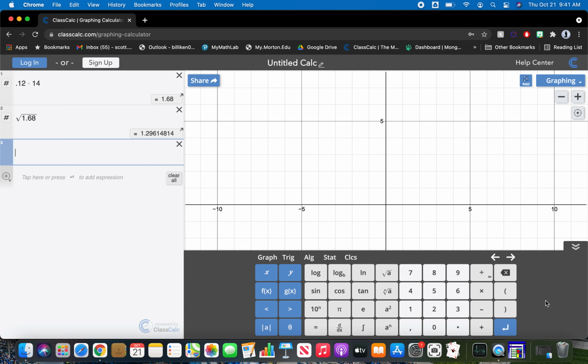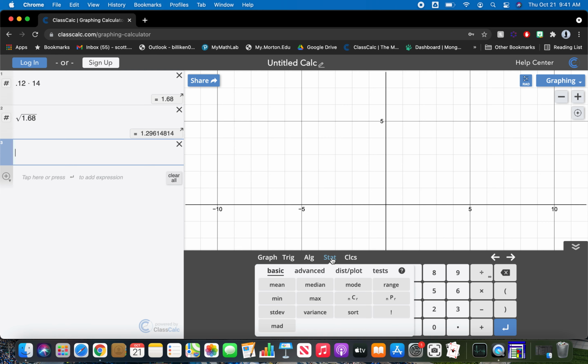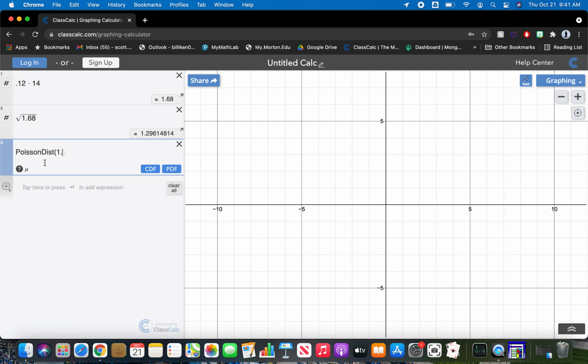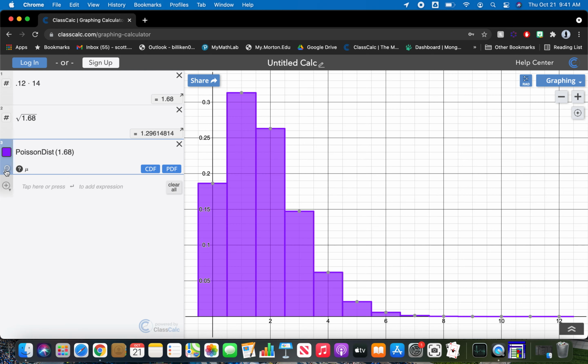So to calculate the rest of these, we just go into stat, distribution, and plot and get the Poisson distribution. And then you can see here that it wants you to put in mu, population mean, which for us was 1.68. Okay, and then you can zoom in if you want to see this graph a little better. And so then this works just like the binomial distribution. From here on out, we just use PDF and CDF to do these calculations.